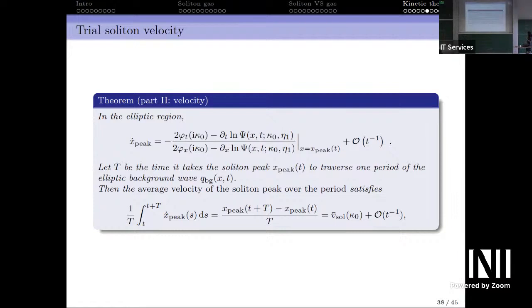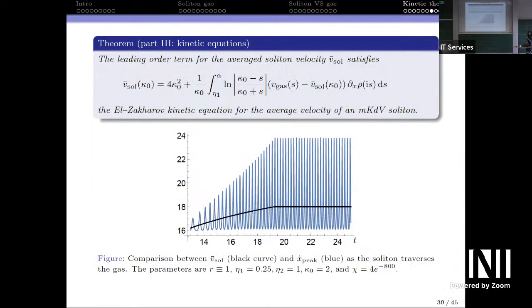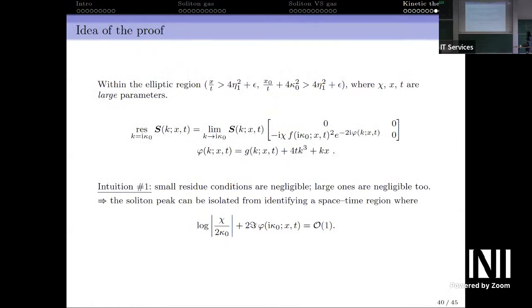And why do we care about this so much? Well, because this V bar sol is actually the one that solves the Zakharov and El kinetic equations. You can see here that that's exactly this logarithmic integral, and that the four kappa naught squared is the velocity of the soliton. So here again is the picture. This is a comparison between the true velocity, which is the blue line, and the black line is the average. This V bar sol that you see is very, very regular.